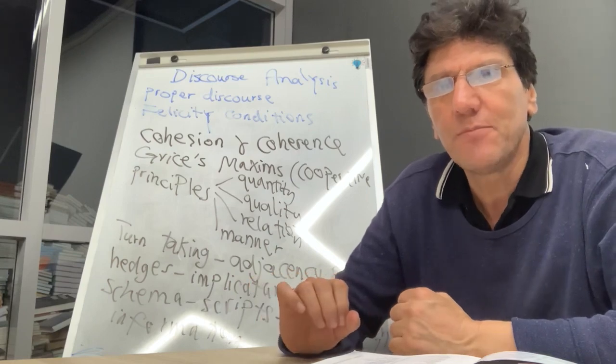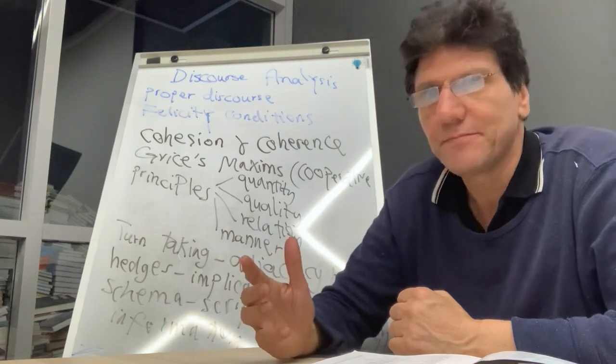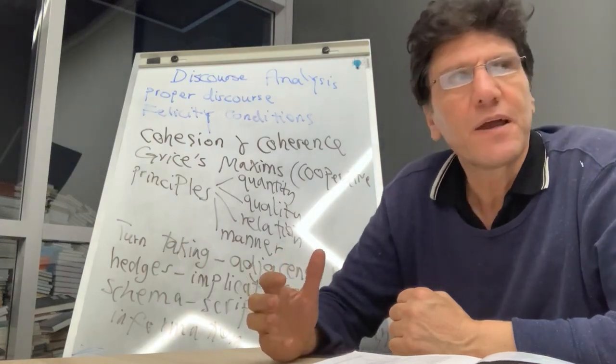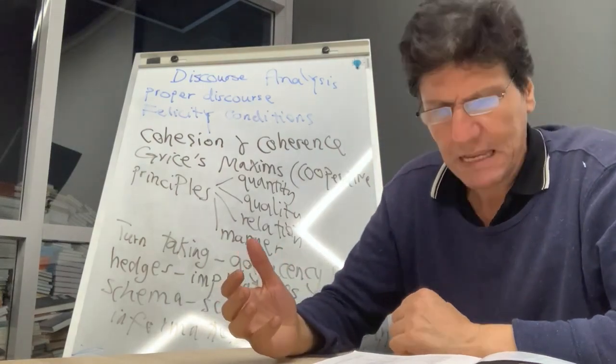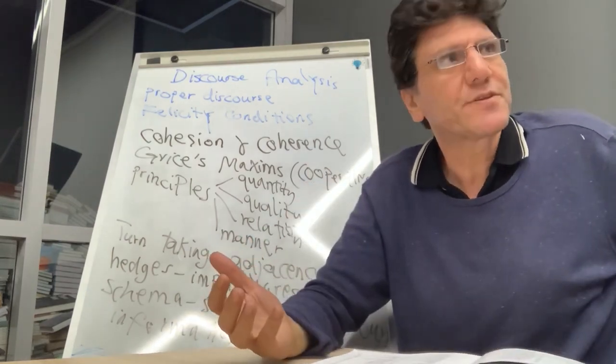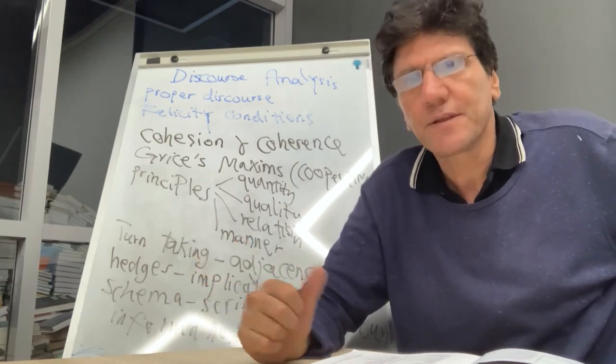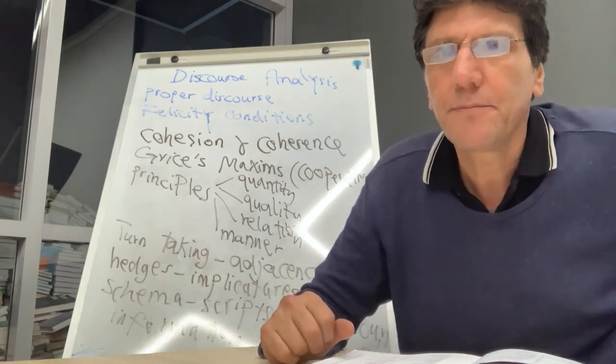The last element of the cooperative principle is manner. Manner is also being brief. I reckon it's being brief and being concise. Brief and concise is the idea of manner.